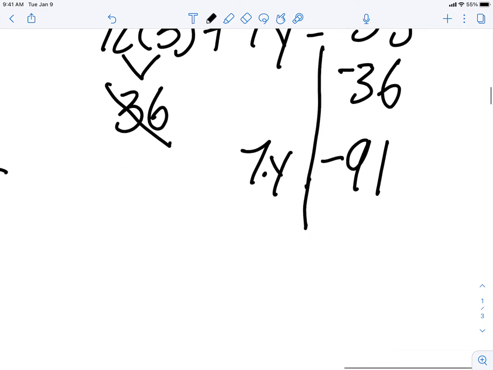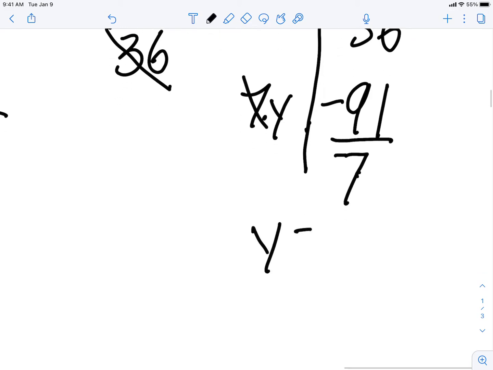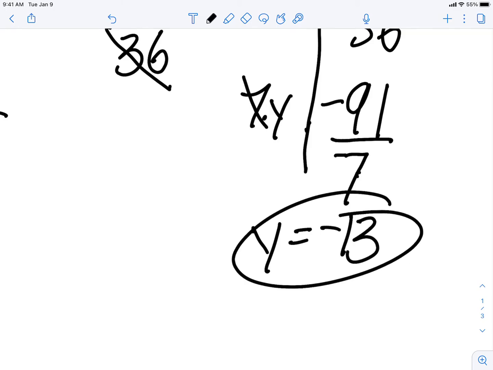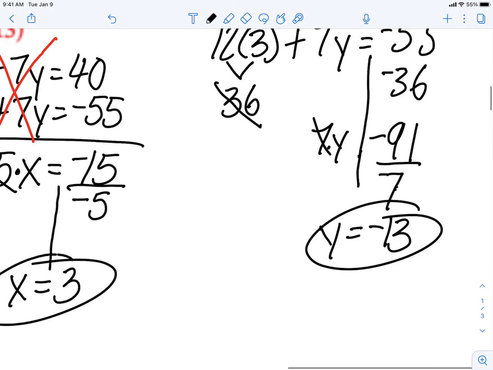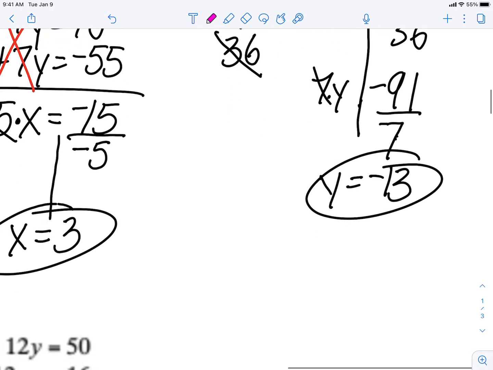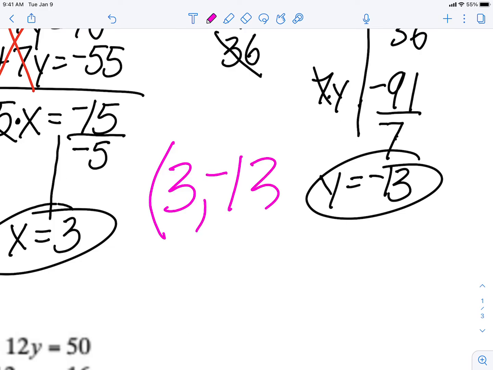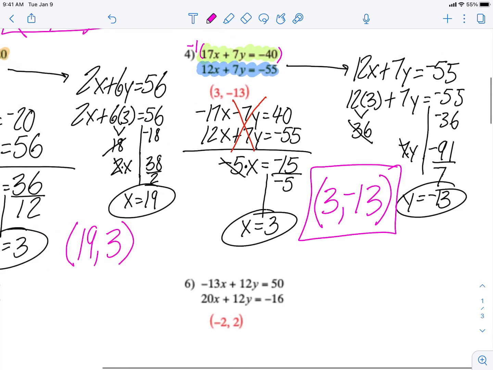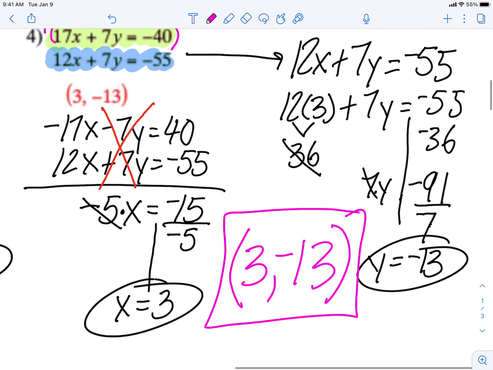The opposite of multiplying by 7 is dividing by 7. Anyway, y is equal to -13. Again, if you're not sure, use a calculator. Okay, my final solution is in x comma y form. My x is 3. My y is -13. And that right there is our solution for number 3, and this is number 4.